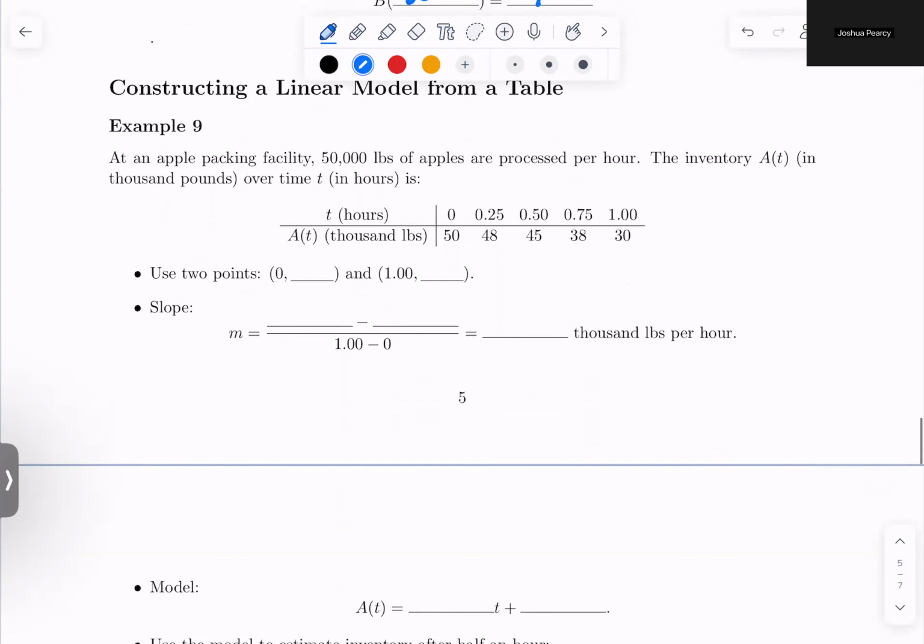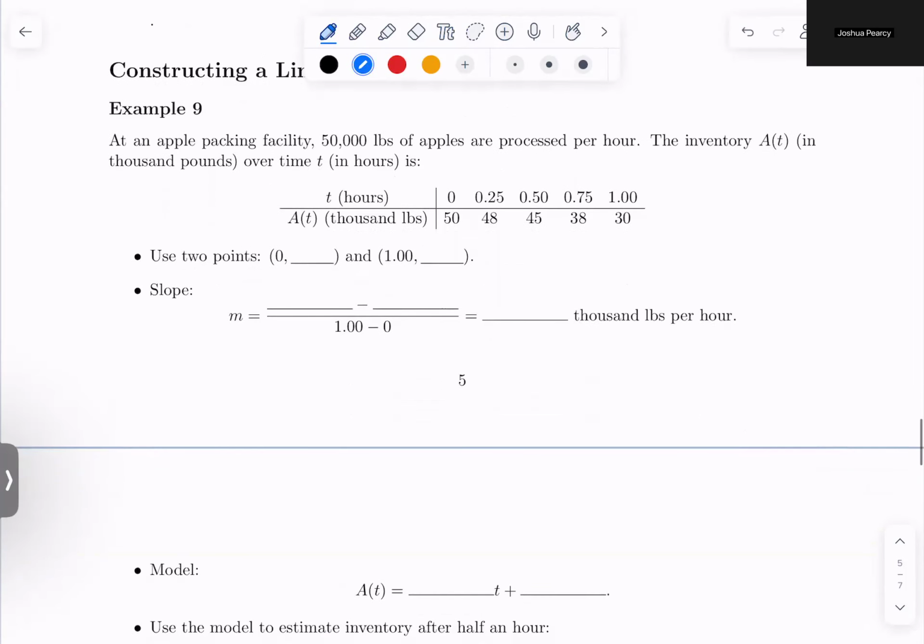So you can also construct a linear model from a table of data, and that's kind of what we did in the first couple of examples, right? We looked at ordered pairs, which can be organized into a table, and then made a linear model based off of that. So here, let's look at example 9. It says, at an apple packing facility, 50,000 pounds of apples are processed per hour. The inventory A(t), in 1,000 apples, over time t in hours, is given below.